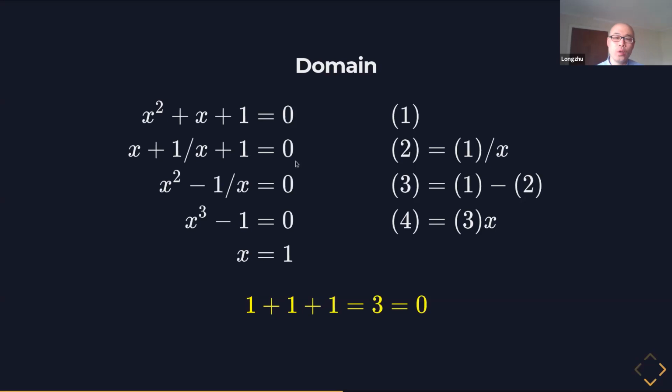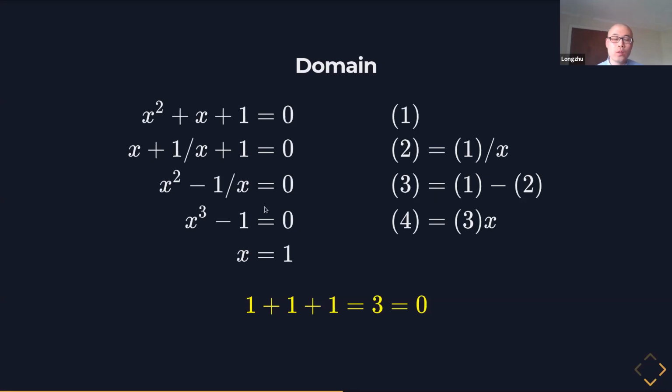It's very easy. x squared divided by x, you get x. x divided by x is 1. 1 divided by x, 1 over x. So this is equation 2. Now I look at equations 1 and 2. They have some common terms: 1, x, x. So I take the first one minus the second one. I arrive at equation 3.